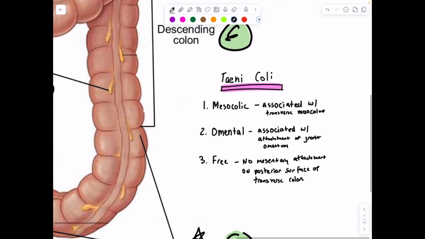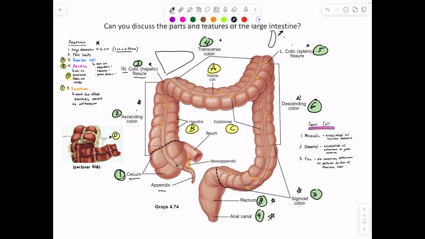But there are 3 different taeniae coli defined by what they're associated with. So you have the mesocolic, which is associated with the transverse mesocolon, the mesentery that is holding the transverse colon in. You have omental, which is associated with the greater omentum, and then you have the free taenia coli, which has no mesenteric attachment. It's on the posterior surface of the transverse colon.